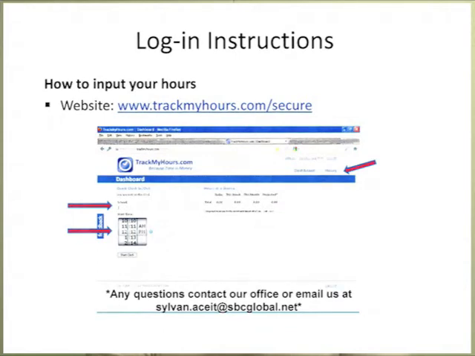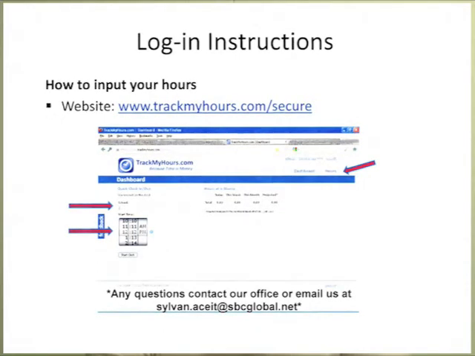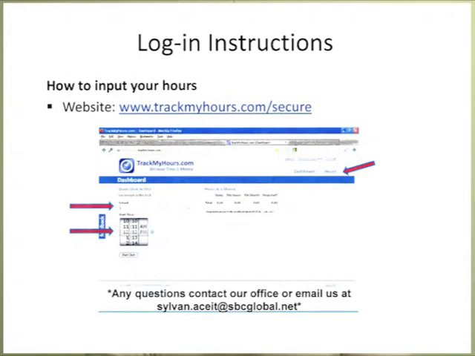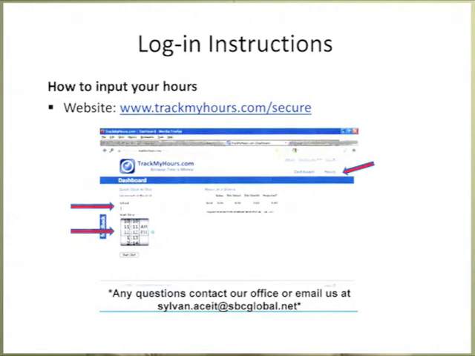Any questions you have regarding how to log in your hours, please contact our office or email us at sylvan.acid@sbcglobal.net. In conclusion, you should have received more information about your training requirements, the Sylvan program, your role as a teacher, how to fill out the employee paperwork, and how to record your time online. We hope that this information was valuable and that it gives you the tools you need to be an excellent teacher with our Sylvan students.